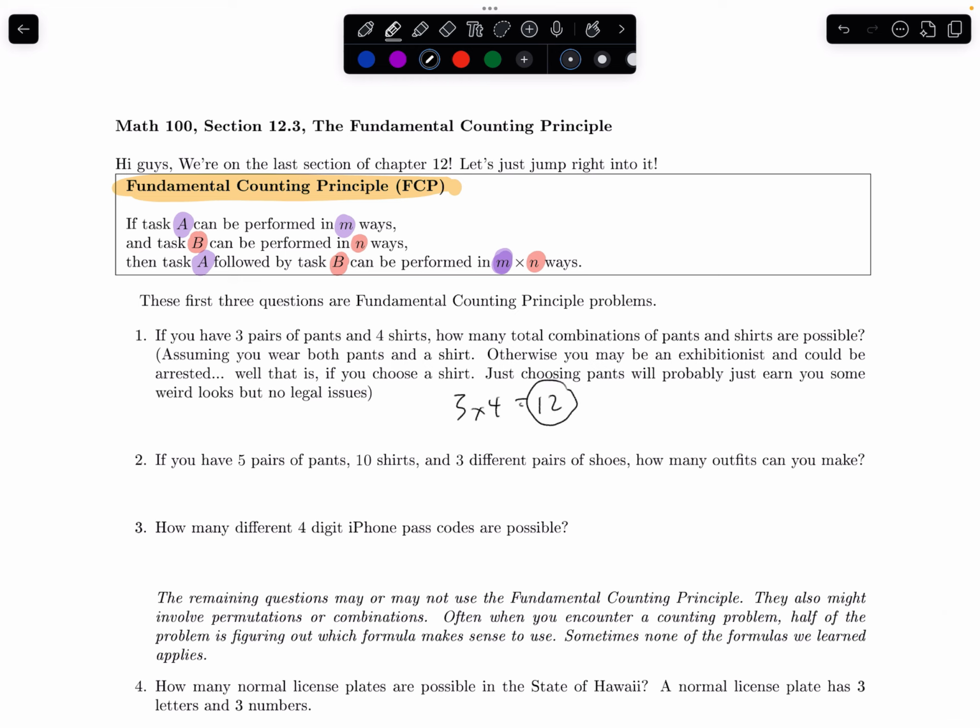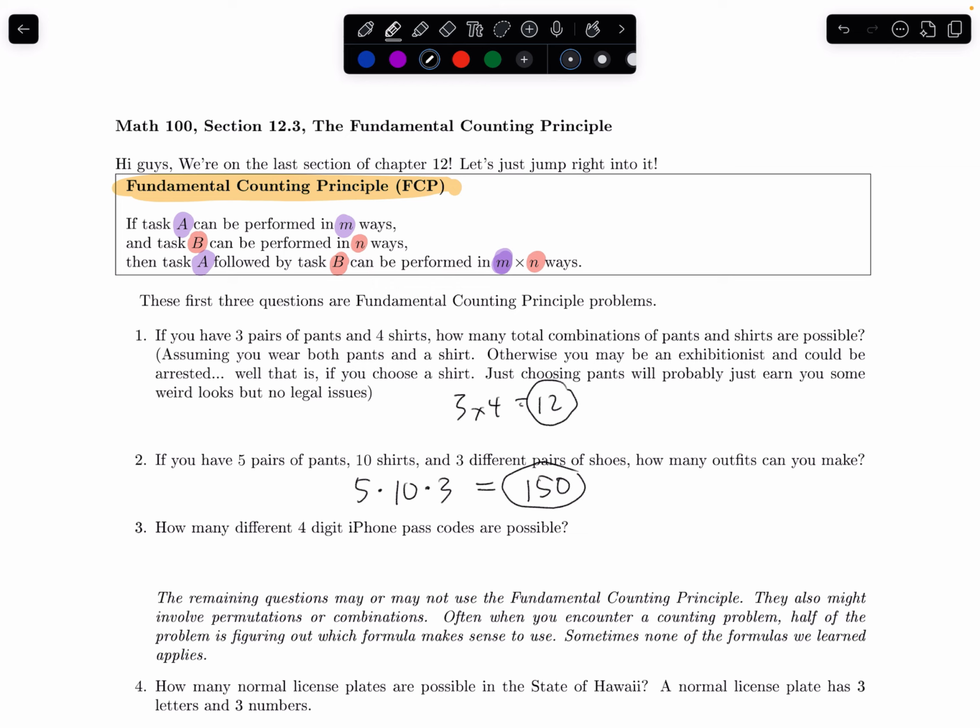Question 2. You have 5 pairs of pants, 10 shirts, 3 different pairs of shoes. This is what I was just talking about a moment ago. What do you do? Multiply, right? 5 times 10 times 3. 5 times 10 is 50, times 3 is 150. So there you go.